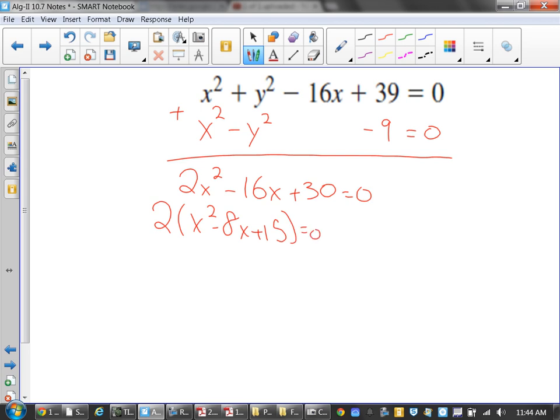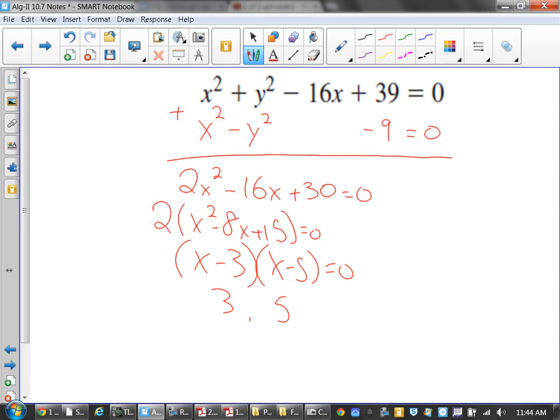Do I have to worry about that 2 anymore? Why did I have to worry about that 4y squared last time? Because it had a variable. Very good. This doesn't have a variable, so it really has no bearing upon the problem. So what times what is 15, and you add together to get negative 8? Negative 3, negative 5. Very good. So my terms are x minus 3, x minus 5, which gives me solution zeros at 5 and 3.